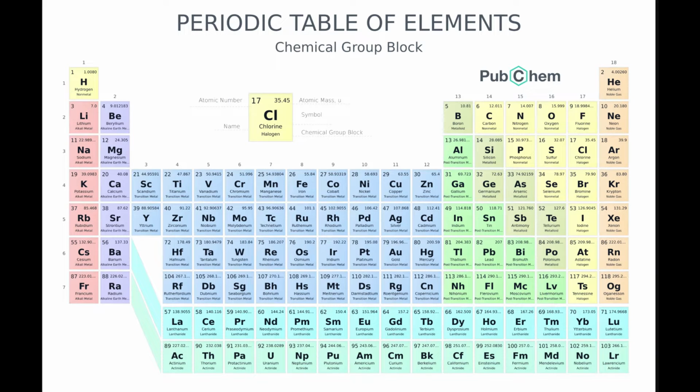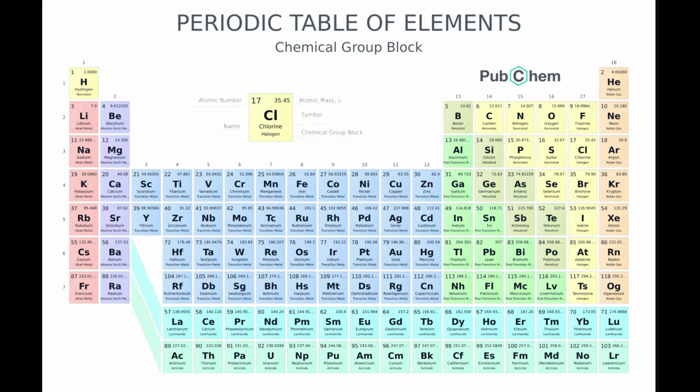In this section, we're going to be looking at how the periodic table was developed, what the elements are, the features of the periodic table, what atomic number is, what atomic mass is, and why we need a periodic table.